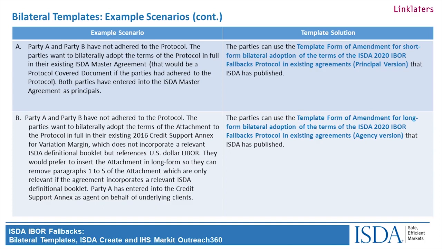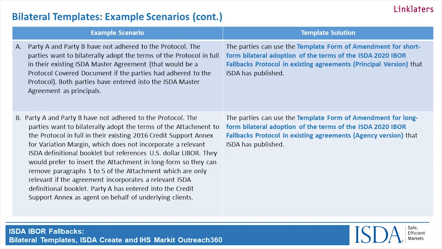And they want to agree to the fallbacks for that reference to US dollar LIBOR, but they don't want paragraphs 1 through 5 of the attachment to the protocol because none of the terms of those paragraphs are applicable to this agreement, and they'd rather just not have so many non-applicable terms in their bilateral amendment. So as mentioned earlier, if counterparties use the long form of the amendment agreement, then they can remove non-applicable provisions.